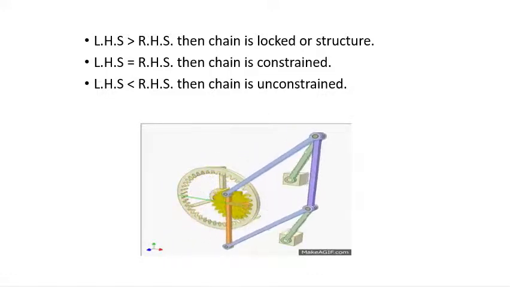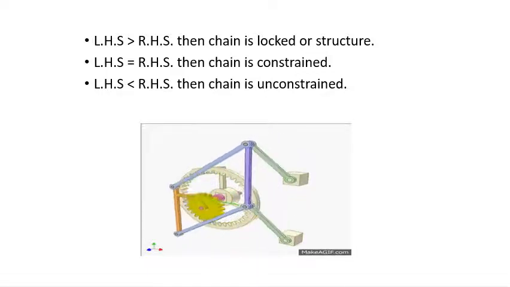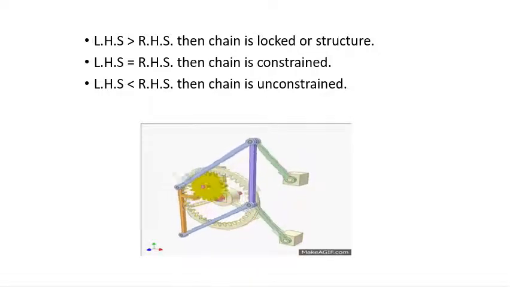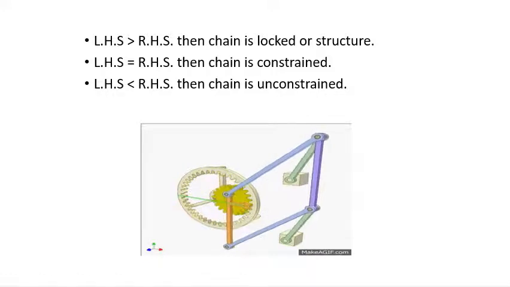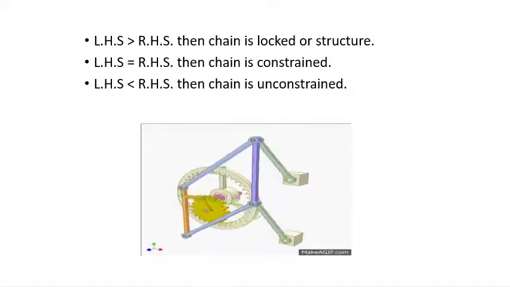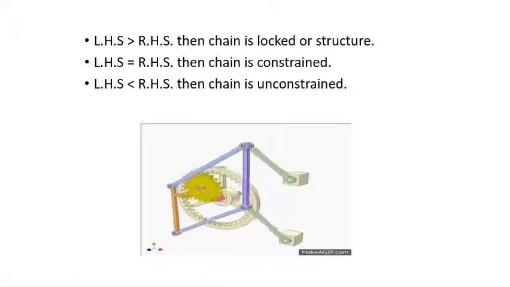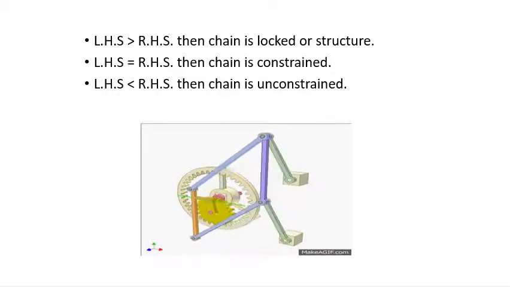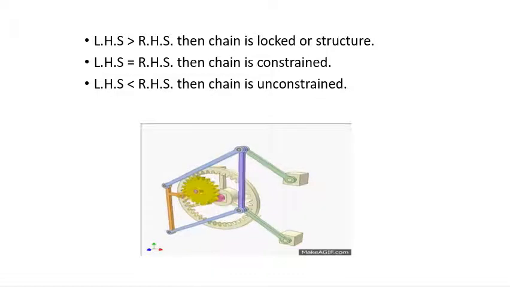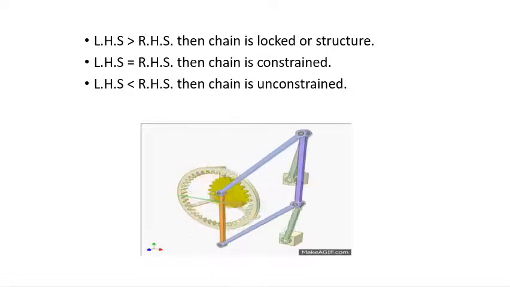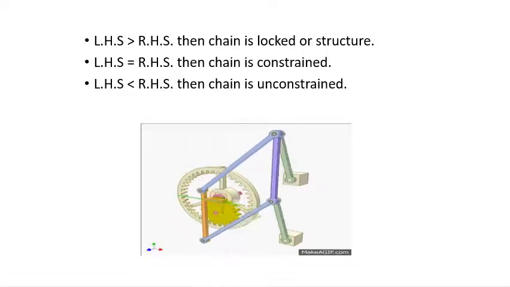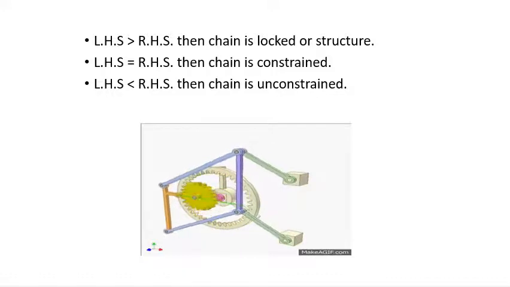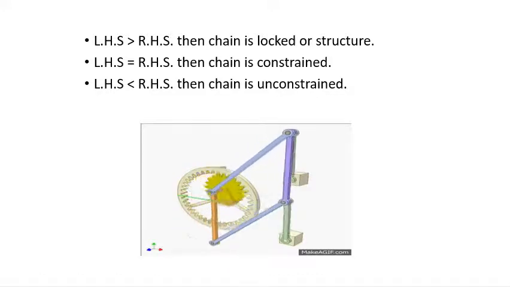The third condition is if the left hand side is less than the right hand side, then the chain is called an unconstrained chain. Why is it called unconstrained? It is having a motion, but the direction of the motion is not predictable. It can move in any possible direction. So we call such type of motion an unconstrained motion.